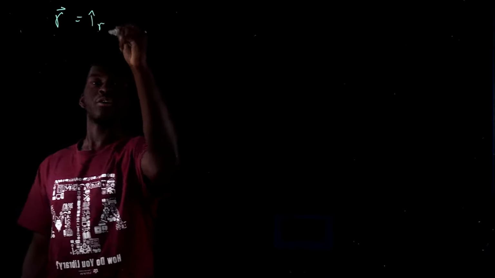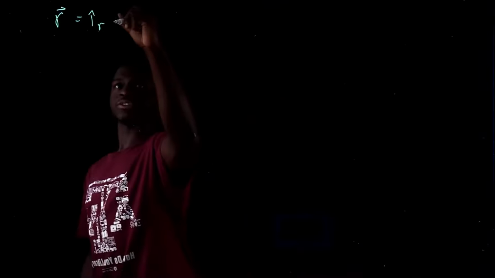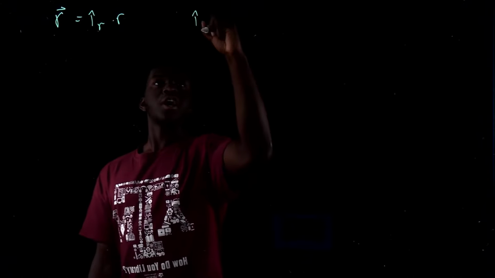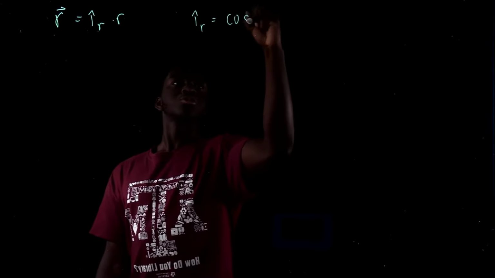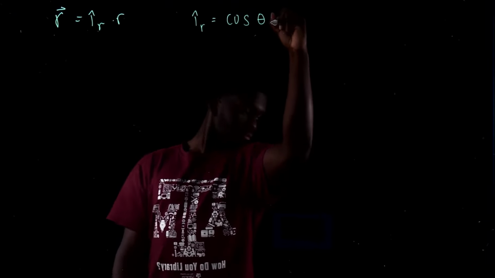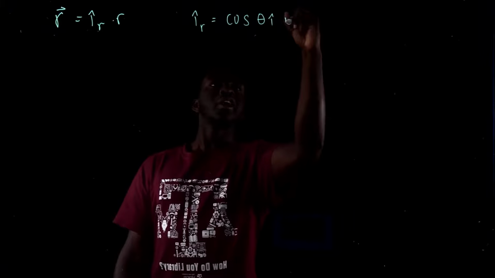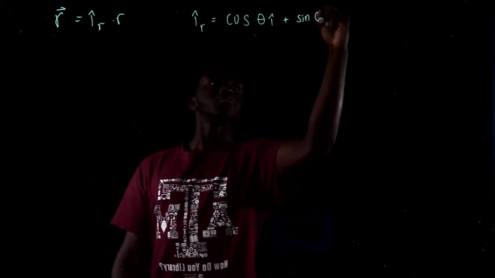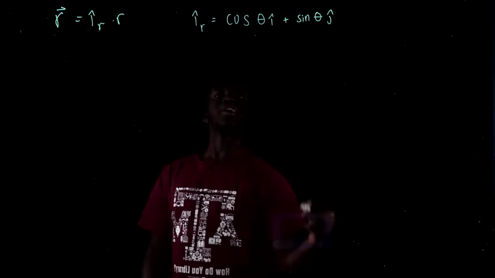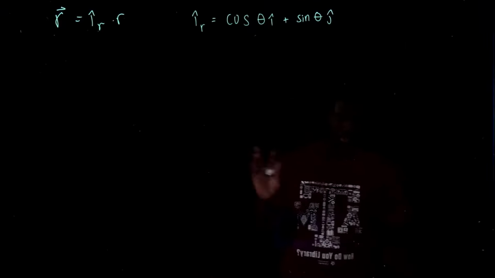So the first thing you write is the r vector is equal to i_r times r. That's what the r vector is equal to. And then after that, you're supposed to memorize i_r is equal to cosine theta i hat plus sine theta j hat. So those are the two main things you're going to need.